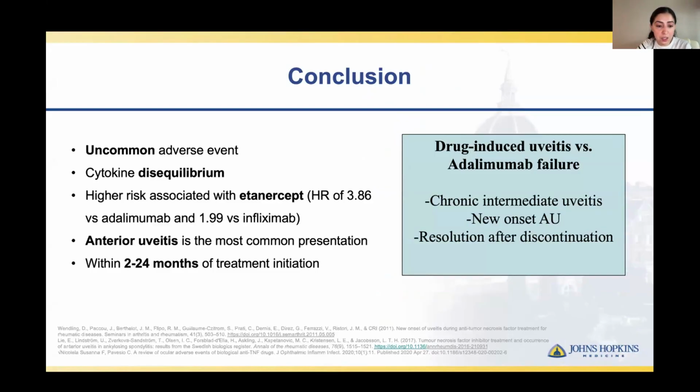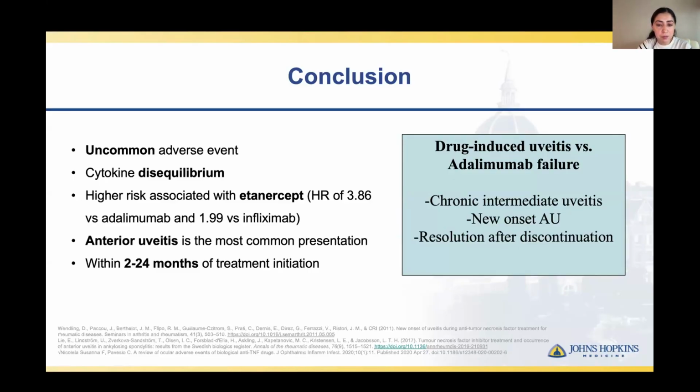Of course, it's perfectly reasonable to argue that this could be a failure in treatment due to adalimumab. However, the patient did have a chronic history of intermediate uveitis that, although not responsive to prior treatment, had not worsened. And at the same time, she presented new onset acute anterior uveitis. More importantly, the clinical picture improved and went into remission after we discontinued the TNF alpha inhibitor. This is obviously an uncommon adverse effect associated with these drugs.